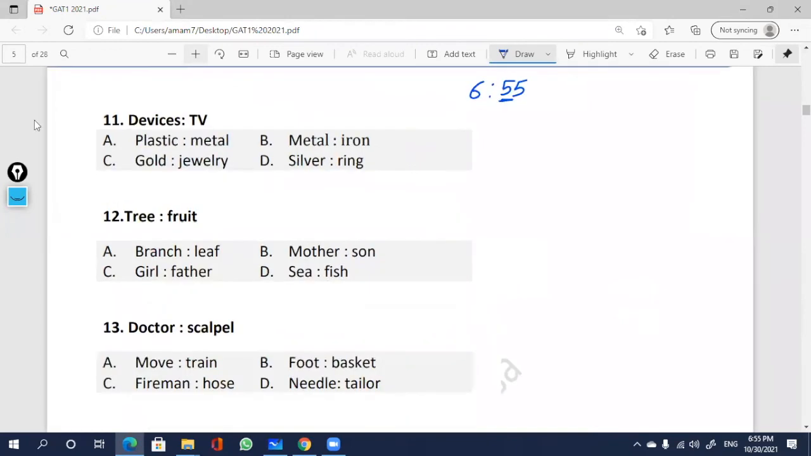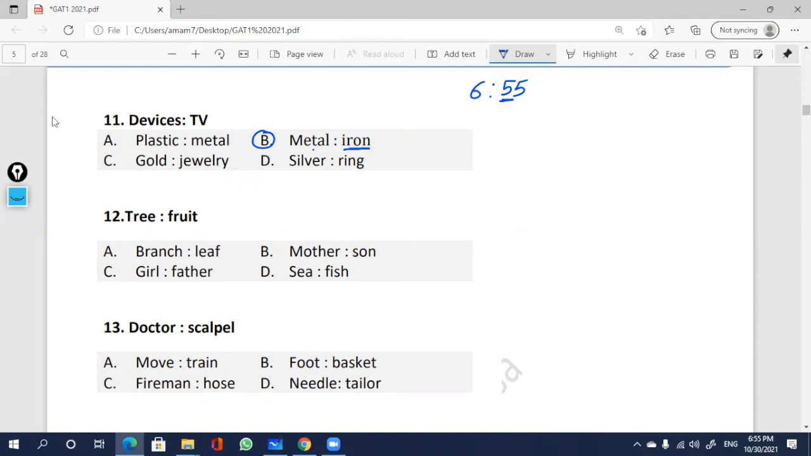How about this one, 11? Who can answer this one? Devices, TV. Jawhara. Yes, sir. Can you say that a TV is a type of device? Excellent. So we have classification here or class member. So which one is the correct answer here? The answer is B, because an iron is a type of metal. Excellent. So the answer is B here. Okay, thank you, Jawhara.